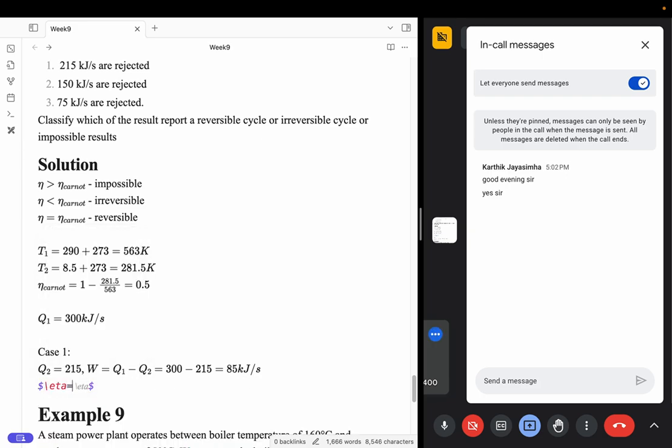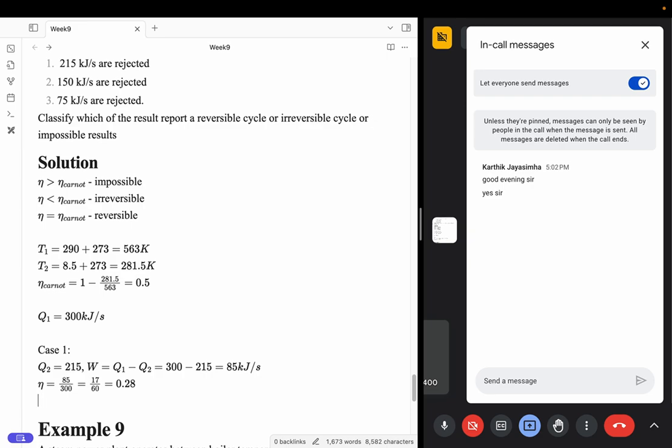So efficiency is that around, sorry, I'm getting it around 0.28. Yeah, so this efficiency 0.28 is less than 50%. So there are some irreversibilities in it.